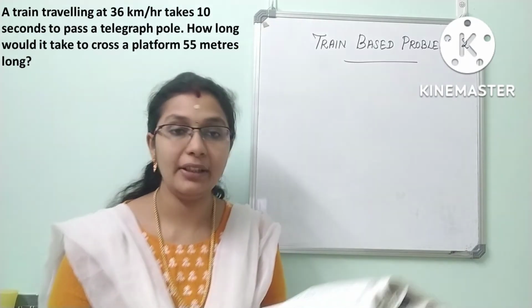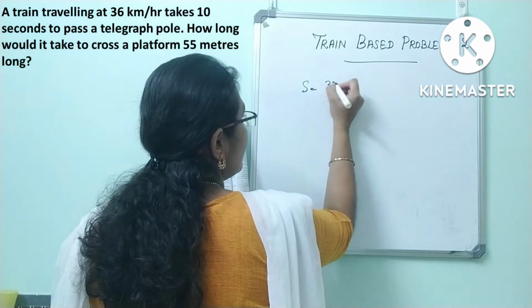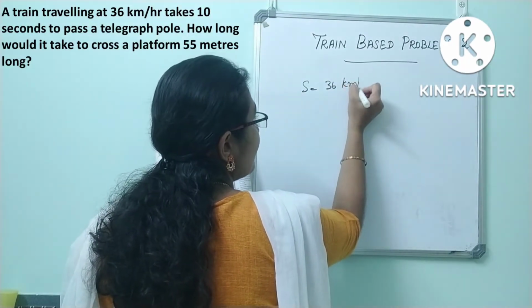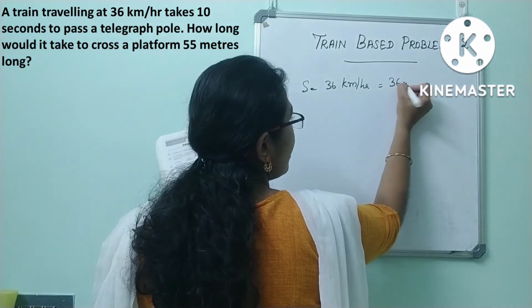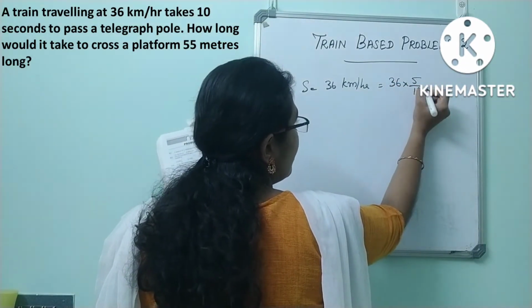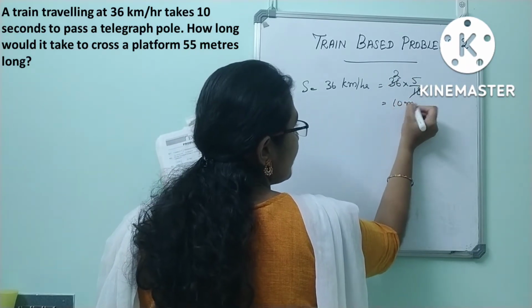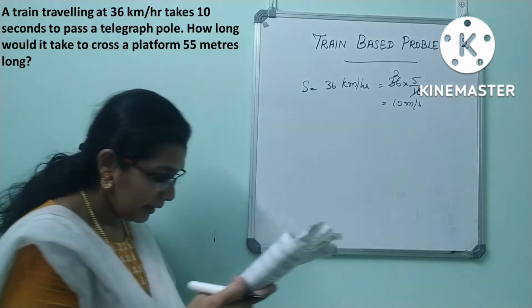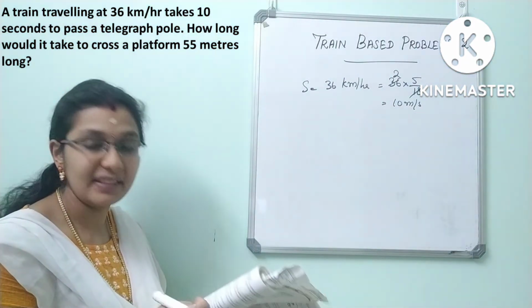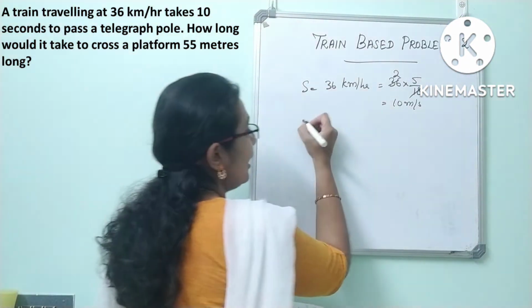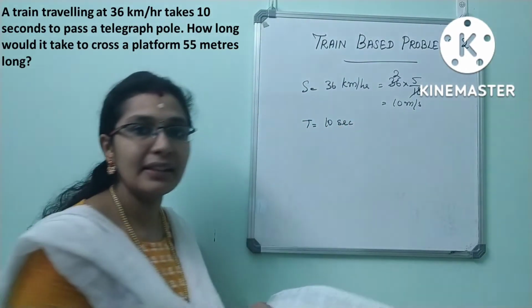Okay, so what all data is given? A train is traveling at a speed of 36 km per hour. So listen to this carefully. Directly convert it into meter per second by multiplying by 5/18. If you can simplify, do that, which is 10 meter per second. Okay, and it takes 10 seconds to pass a telegraph pole. So time taken to pass is 10 seconds. Here the pole's length is negligible.